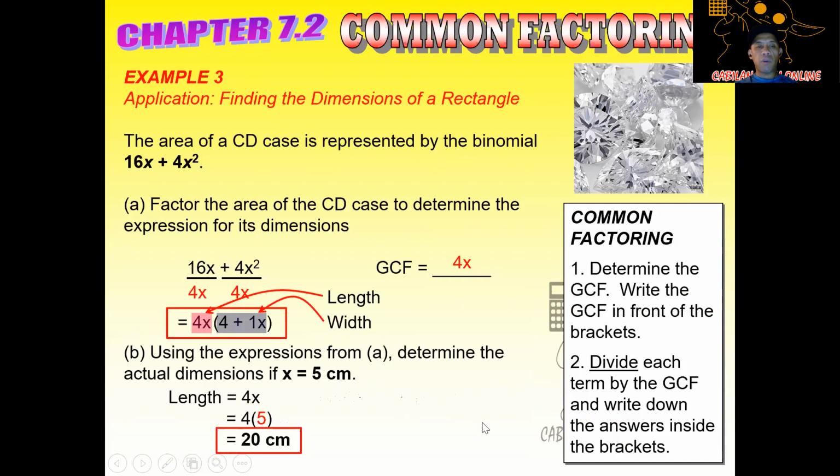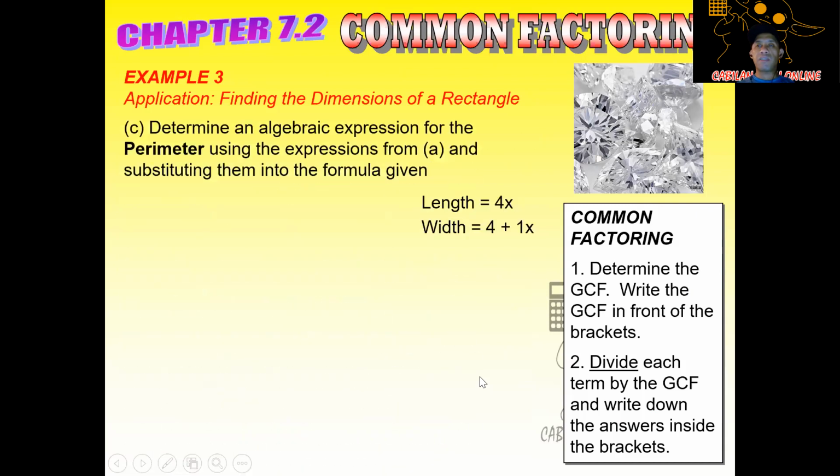And last but not least, the width here will be 4 plus 1x. So all I'm going to do here is replace the 5 in for the x like this. Don't forget, put the brackets around the 5. And if you carefully put that in your calculator, you should get an answer there of 9 centimeters. So again, common factoring is the opposite of the distributive property. So just think backwards. This is one of the backwards processes we're looking at here.